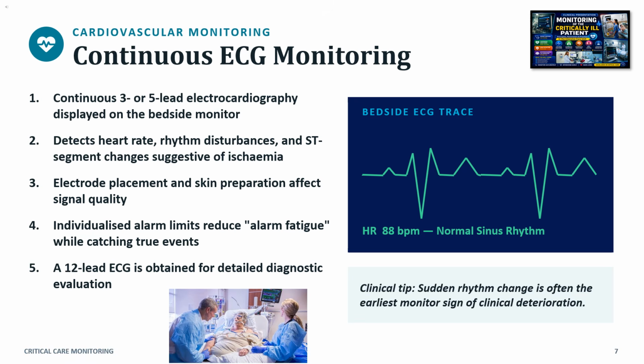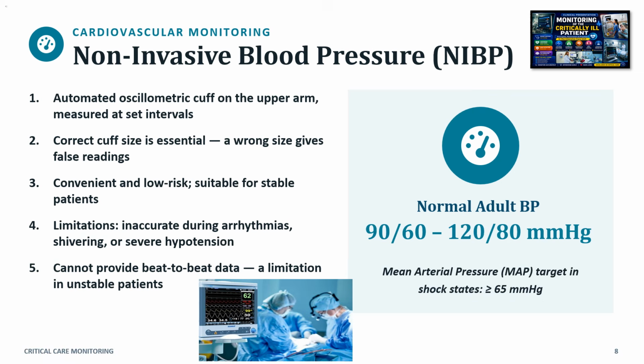Bedside ECG trace example. Heart rate 88 BPM, normal sinus rhythm. Clinical tip. Sudden rhythm change is often the earliest monitor sign of clinical deterioration. This is why continuous ECG surveillance is critical in the ICU.